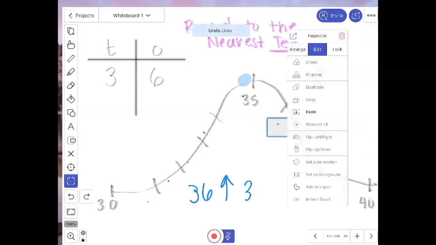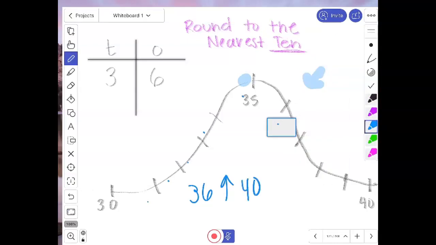Nope, not to 30, Mrs. Shock. To 40. My pencil is dying, and so I'm trying to go quick. Okay, so think about the number line like a roller coaster every time.